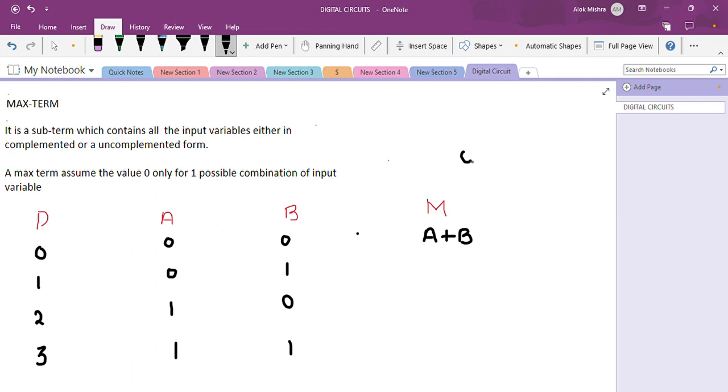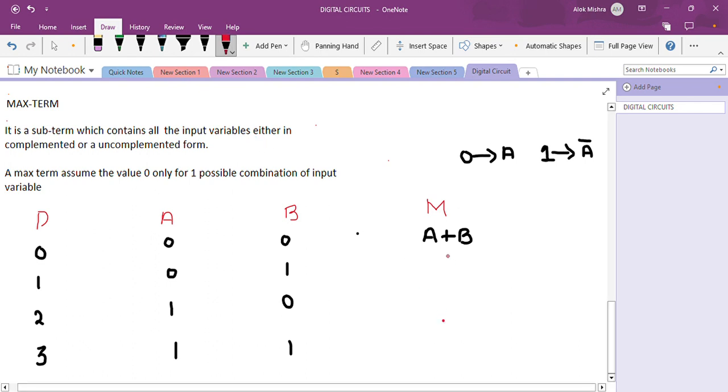So in maxterm, 0 represents A and 1 represents what? A bar. And in minterm, you are using A dot B. For A bar B bar, A bar B, you are using the product term for each and every variable. But in maxterm, you are using the sum method. Like here, you are using A plus B, and for 0, you are writing A only. If I write this particular one, 0, 1, what's the final answer then? A plus B bar. Very good.